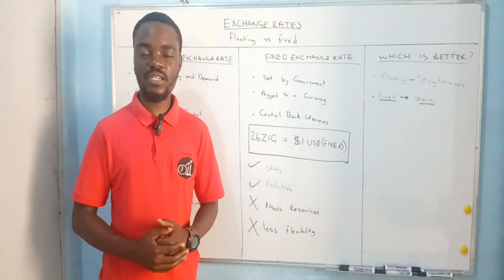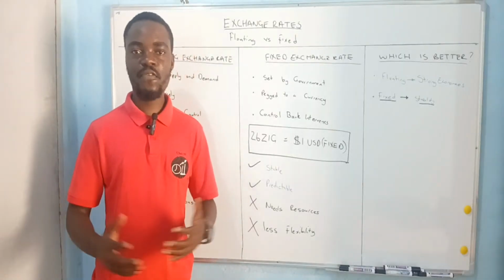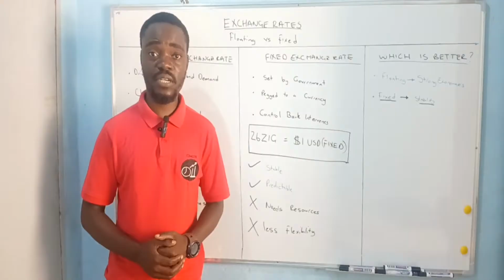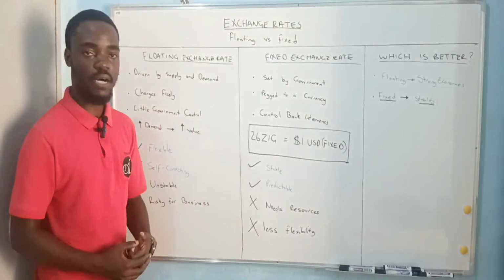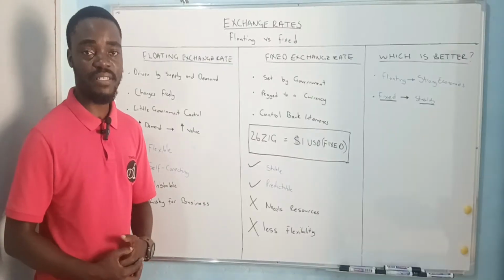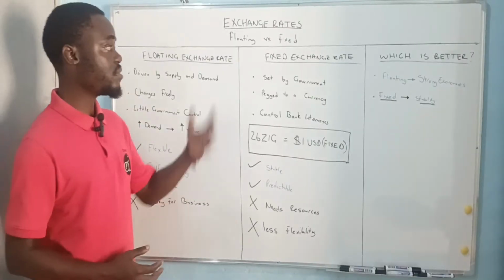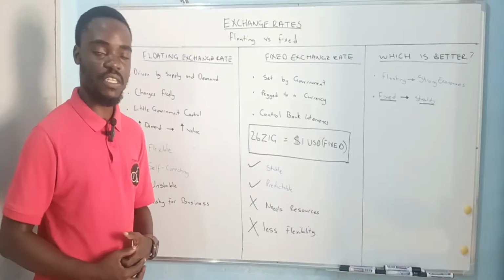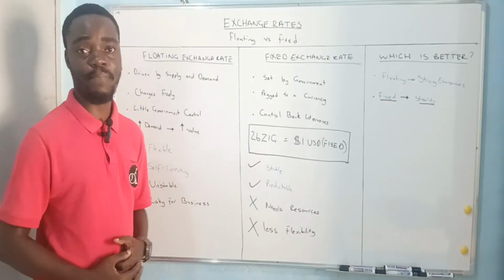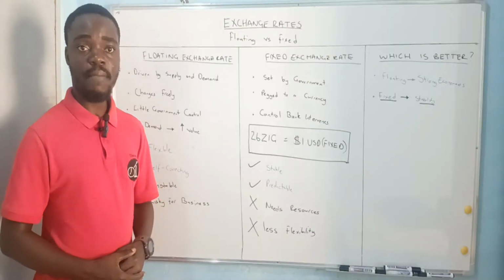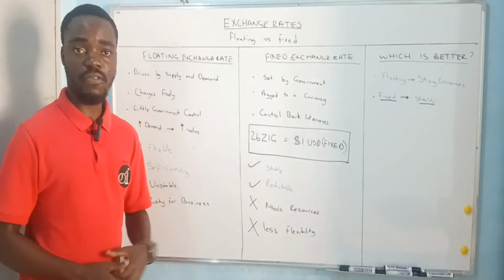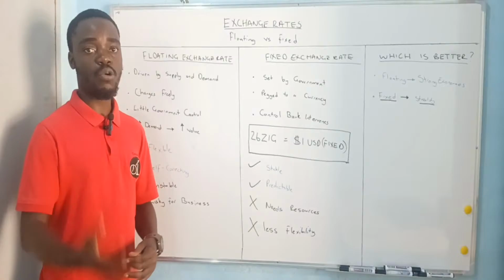Today's lesson we are focusing on the difference between a floating exchange rate and a fixed exchange rate. So let's get going. The first thing that you have to know is that we did talk about floating and fixed exchange rates, and we say that a floating exchange rate is that type of exchange rate that is determined by the forces of demand and supply, whereas a fixed exchange rate is the one which is fixed by the government by using large reserves of foreign currency and their own local currency.